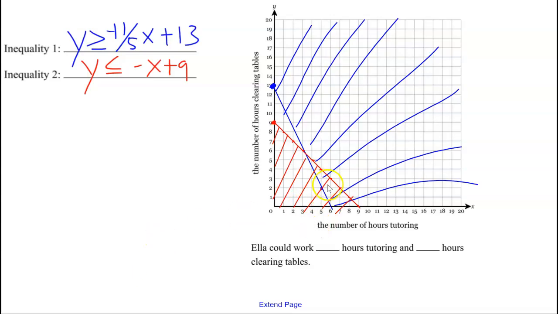Then we want to look and see where it overlaps, which is right here. And pick any point in there. Instead of picking 1 with 0, I decided to go 7 and 1. 7, 1 here. That's hard to see, but that's a 7, 1 with parentheses there. So Ella could work 7 hours tutoring and 1 hour clearing tables, and it'll meet the inequality.